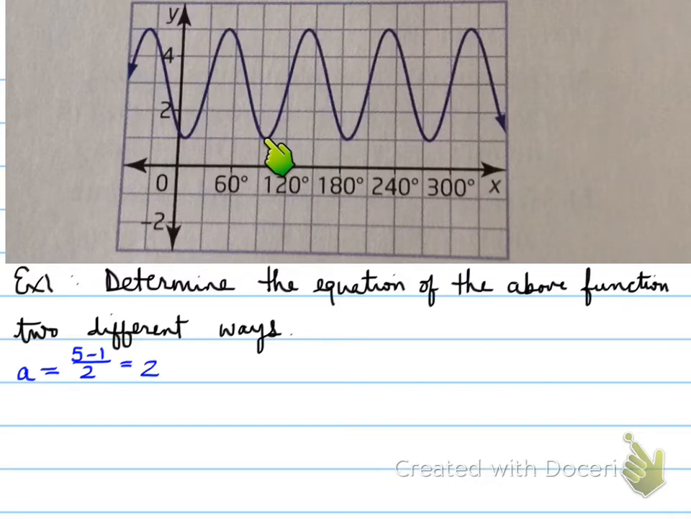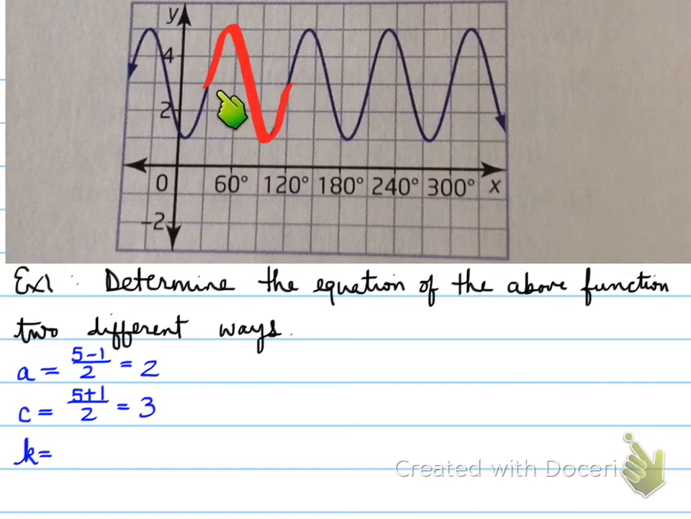We have our A value. We can also get our C value. Our C value is the max plus the min divided by 2, and that's going to be 3. Now the K value. What do we know about the K value? Well, we have to trace one cycle, just like we did here, and determine the length of that period. How long is the period? It goes from 30 degrees to 120, which turns out to be 90 degrees. And from that, we're able to figure out the period.